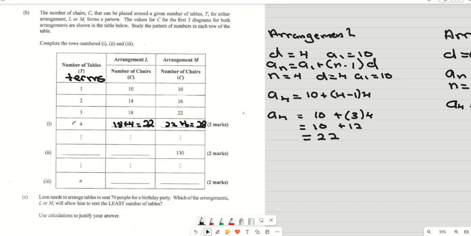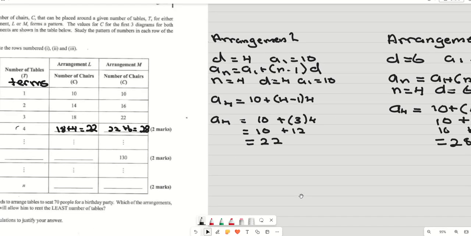Now, before you do part 2, this is where you have to kind of work backwards. You need to do part 3. This is what I would recommend, to always do part 3, or find your nth term. So find your formulas for number of chairs for arrangement L and number of chairs for arrangement M, and then you can do this, right? How would you do that?